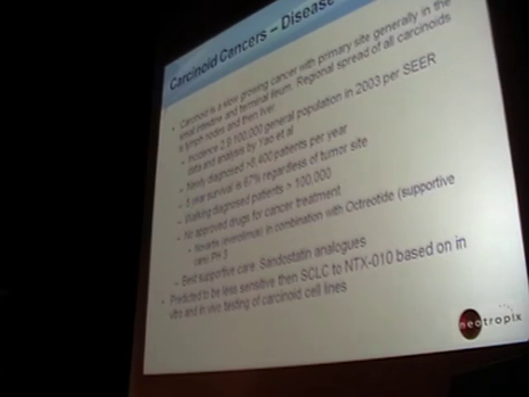Carcinoid cancer is actually an interesting cancer. It's a slow-growing cancer with a primary site that generally is in the small intestine or terminal ileum. And you get regional spread of all carcinoids in lymph nodes and then the liver. The incidence is pretty low, and there are only 8,400 patients per year that are newly diagnosed.